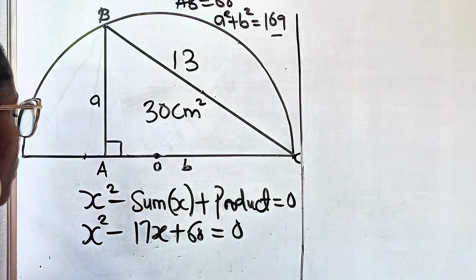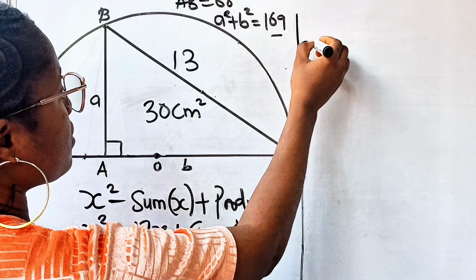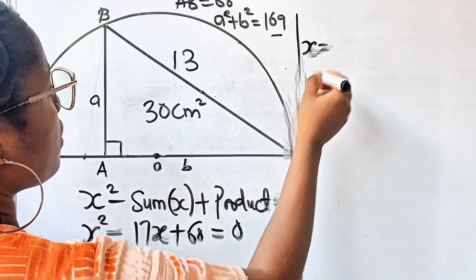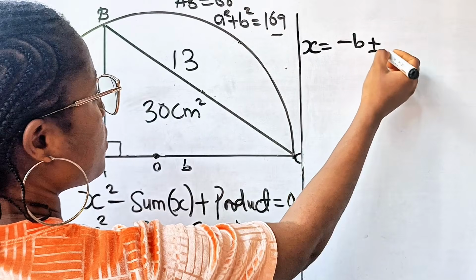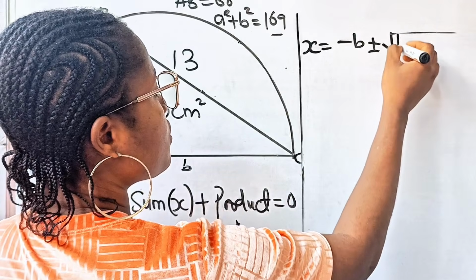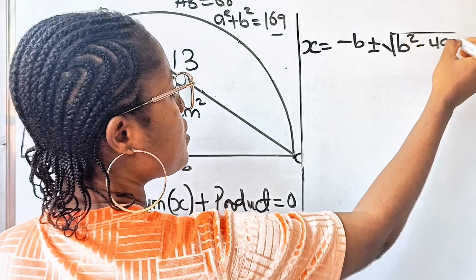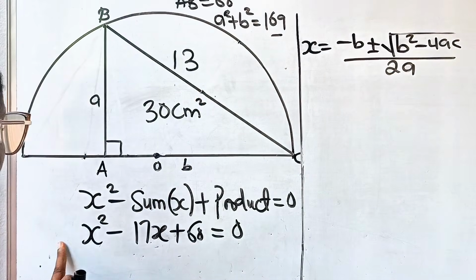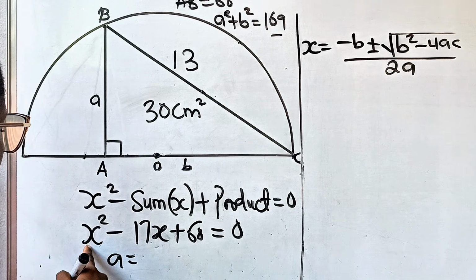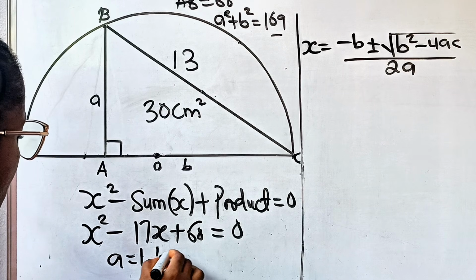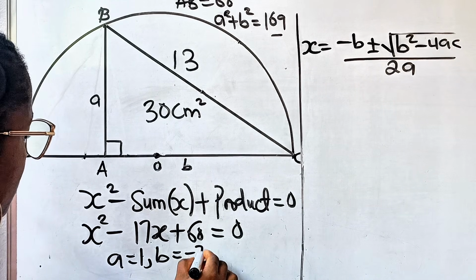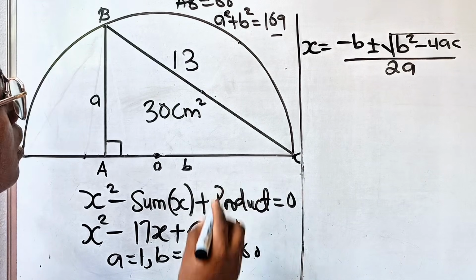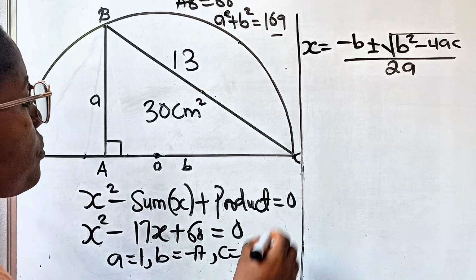Okay. So remember that to find x using the quadratic equation formula is going to be minus b plus or minus square root of b squared minus 4ac, everything divided by 2a. Now our a is 1, coefficient of x squared. Our b is negative 17, coefficient of x. And our c is 60. So we're going to write that here.